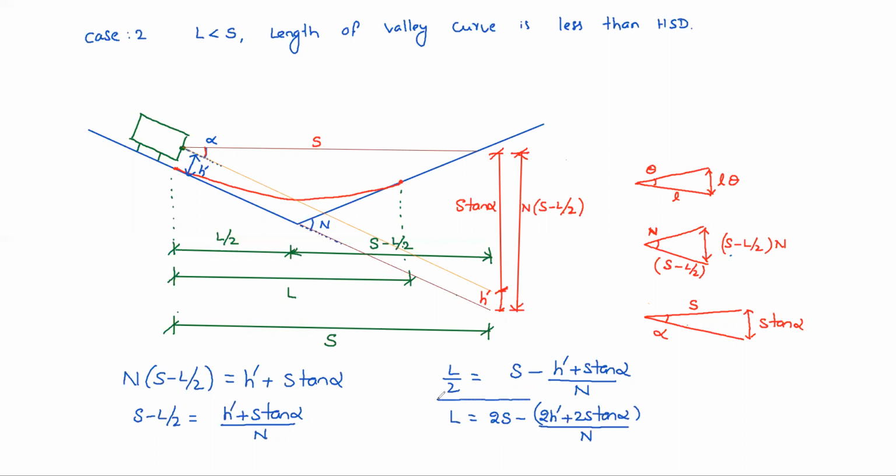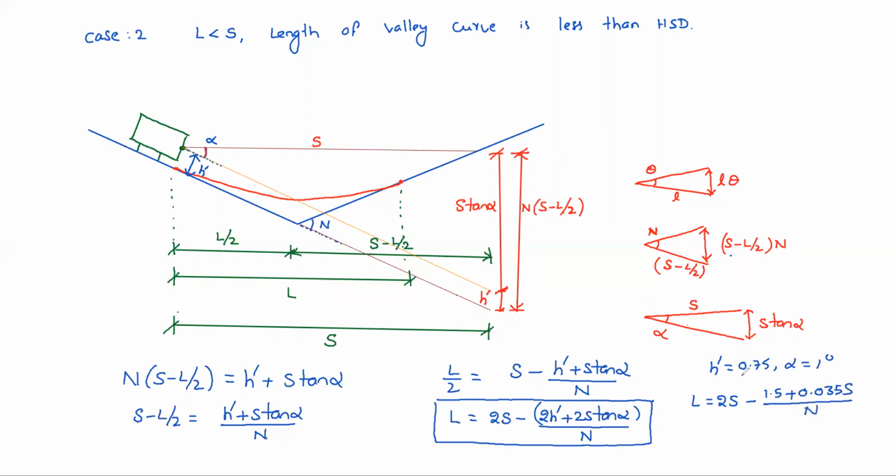So this is the formula for the length of curve. Okay, you know h dash equals 0.75 and alpha equals 1 degree. For this, L equals 2S minus (2 into 0.75, which is 1.5, plus 2 into tan alpha, which is 0.035 S) whole divided by n, where n is the deviation angle. So the default values are these. Okay, so this is the derivation actually.